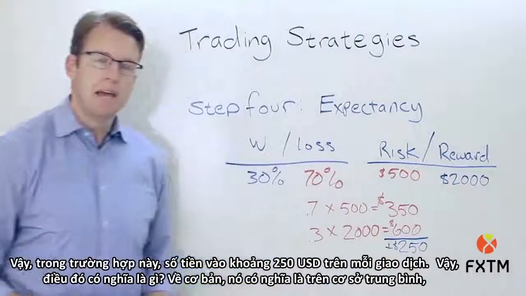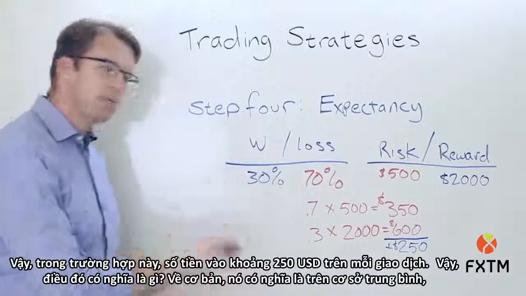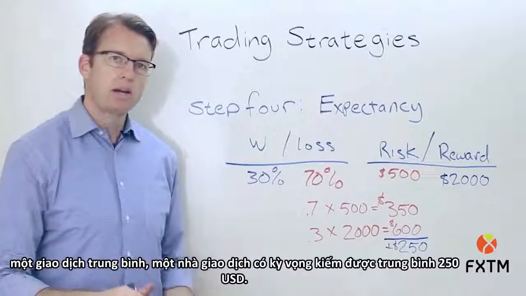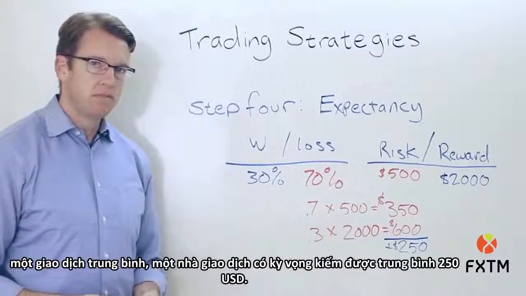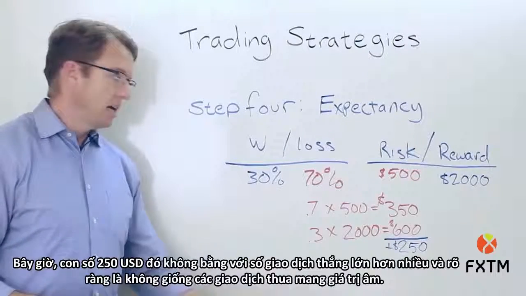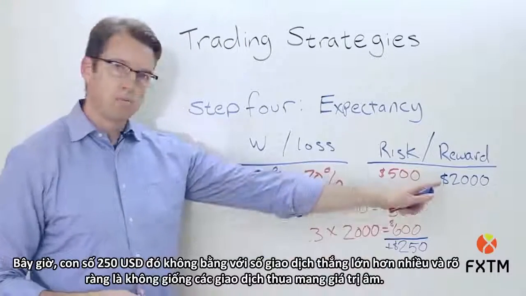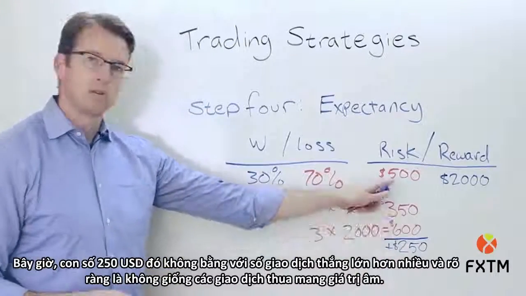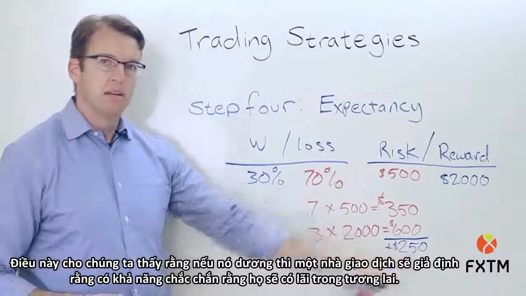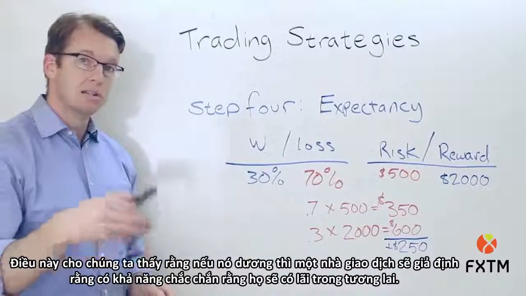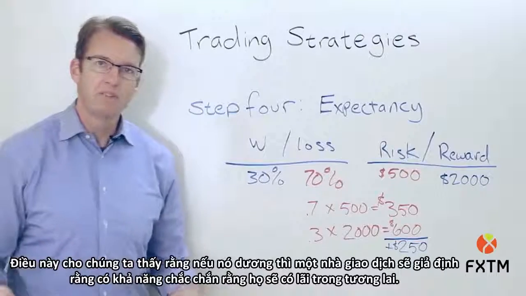So what does that mean? That basically means that on an average trade, a trader would have an expectancy of earning $250 on average. That $250 is not equal to their winners, which are much larger, and it's obviously not the same as their losers, which are negative. What this tells us is that if it's positive, then a trader would assume that there's a certain likelihood that they'll be able to be profitable in the future.